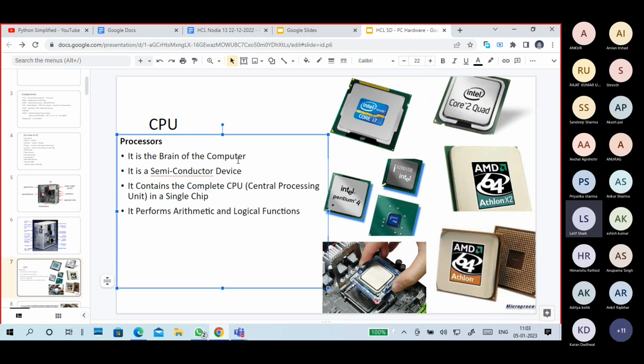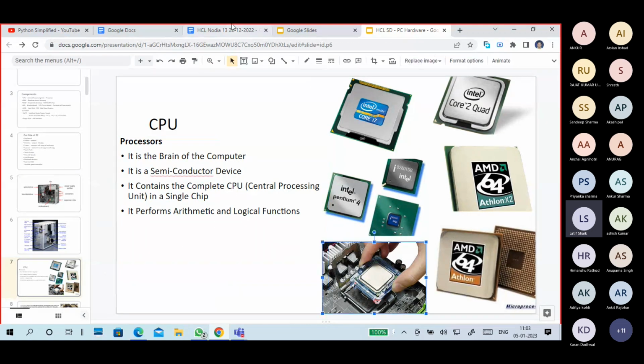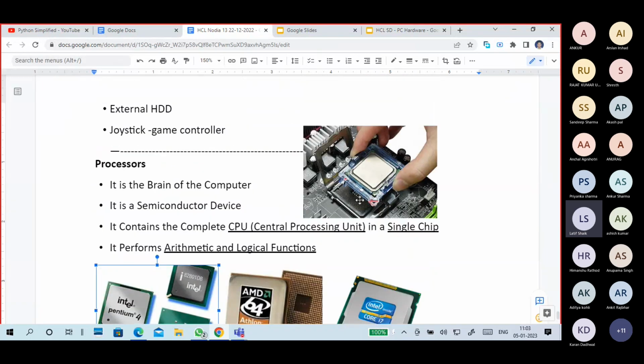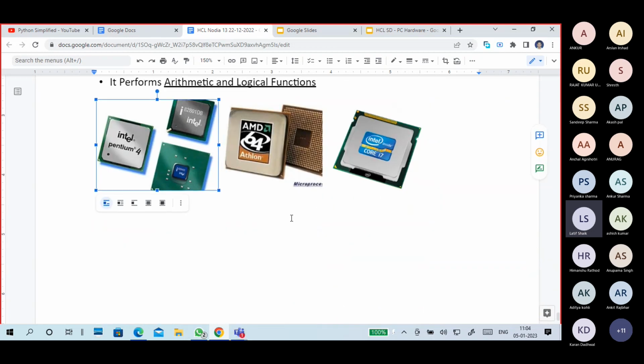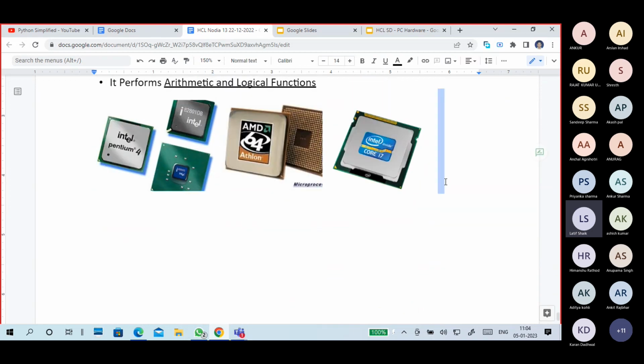So what is a processor? Central processing unit. It is nothing but a chip. It looks like this. We insert this chip on the motherboard. You can see this is the motherboard socket. This is the motherboard processor socket. We insert a processor into this socket and we close that lid. So it is not a separate one.